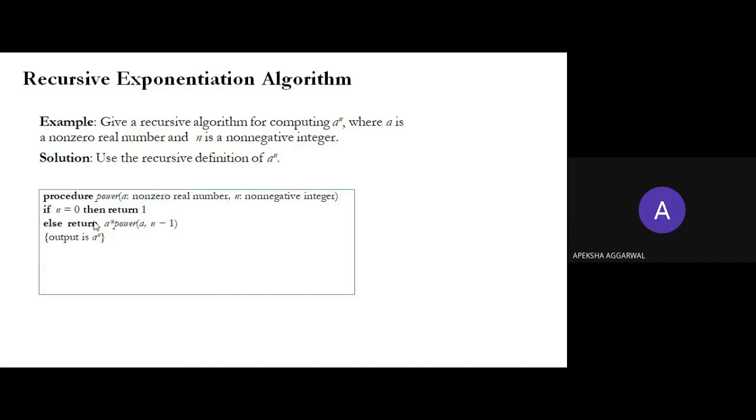Then exponentiation is a similar thing. First of all, if n is equal to 0, so 2 to the power 0. If the number was 2, 2 to the power 0 is 1. And 2 to the power 1 is 2 into 2 to the power 0. So 2 into the power function of n minus 1, a to the power n minus 1. Clear?